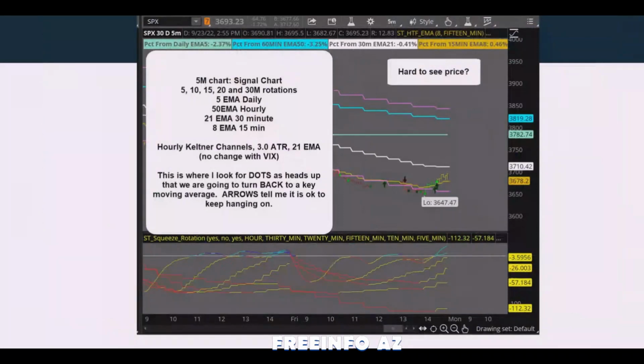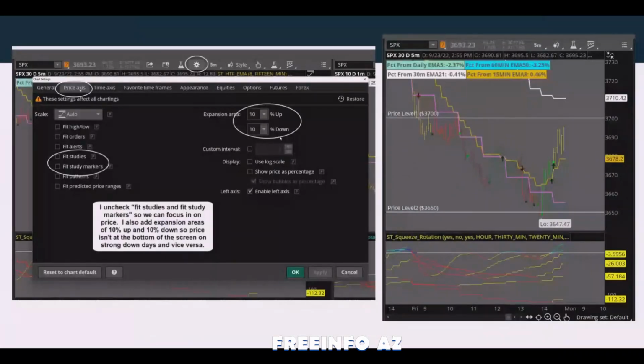Now one thing here is sometimes you might set up your charts and it's kind of like, man, it's hard to see the price. You see all these Keltner channels, the moving averages, but the price is so tiny. So what you can do, at least on Thinkorswim, is go into the gear button here and then price axis, and these normally are checked. I just uncheck those. I uncheck fit studies and fit study markers so we can focus in on the price.